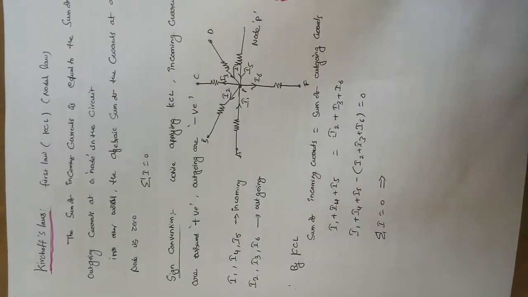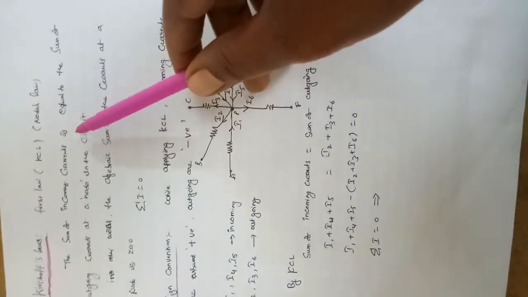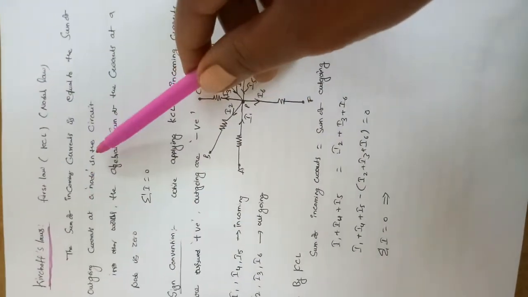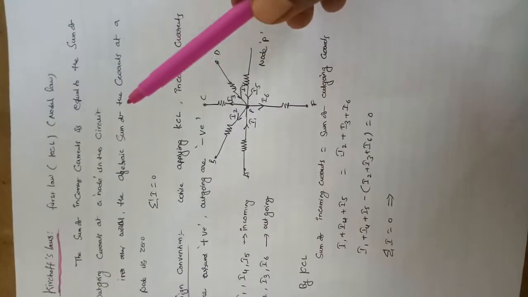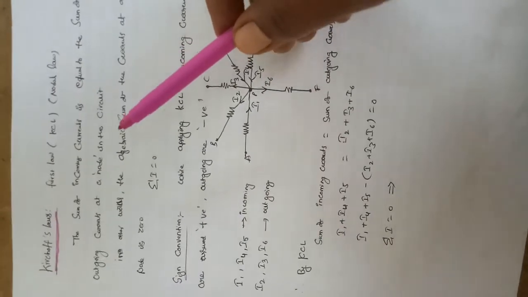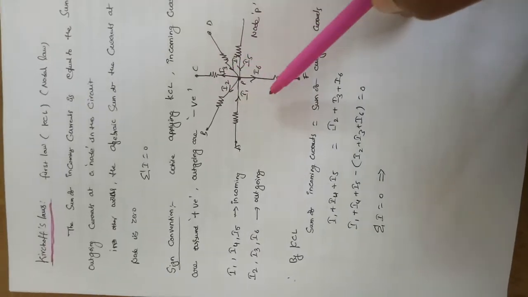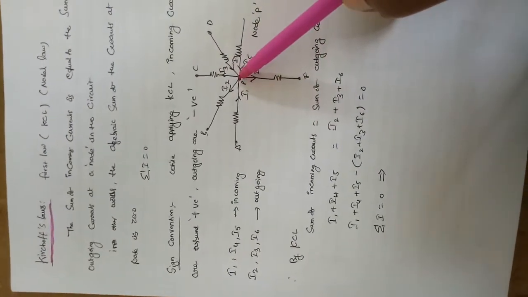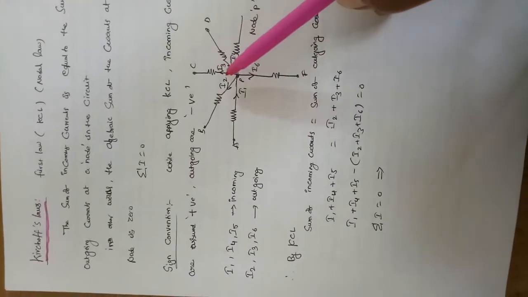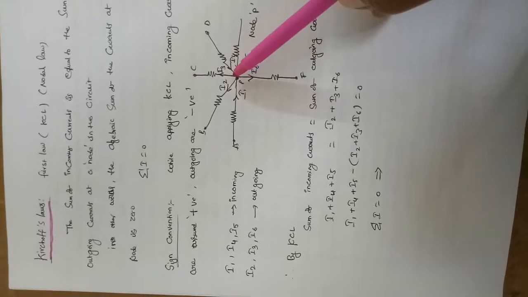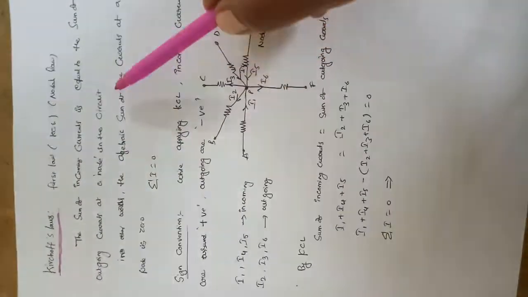Let us discuss KCL. What is the KCL law? The sum of incoming currents is equal to the sum of outgoing currents at a node in the circuit. That is KCL. The algebraic sum of all currents at any node of a circuit is zero. That is, the sum of incoming currents is equal to the sum of outgoing currents.